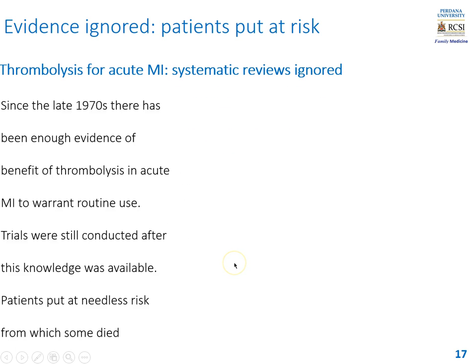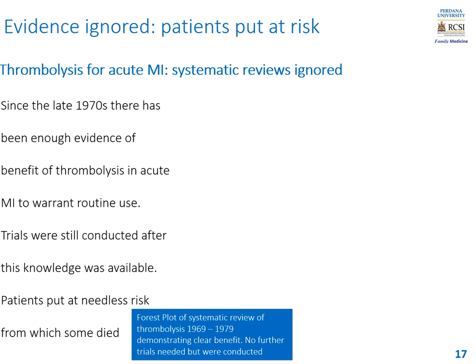What about ignoring evidence? This is looking at thrombolysis for acute myocardial infarction, the use of clot-busting drugs very early on, as soon as possible after the myocardial infarction has occurred, in order to reduce infarct size and therefore improve survival. I'm going to show you a forest plot of thrombolysis, a systematic review of thrombolysis between 1969 and 1979, which showed very clear benefit.